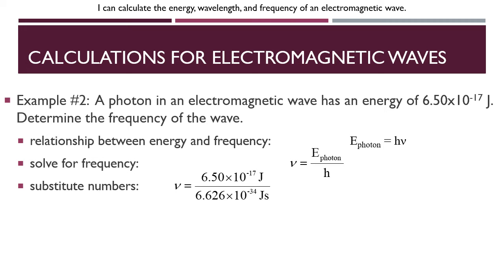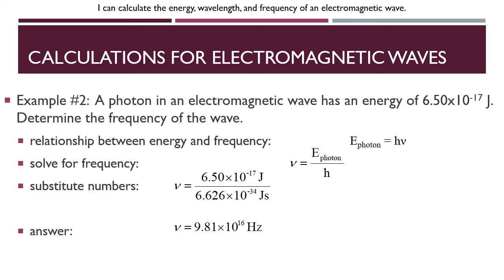Our energy that we're given of the photon is 6.50 times 10 to the negative 17th joules. And again, you may see that written as joules per photon, but we could just list it here as joules because it's understood. And then dividing by our Planck's constant h, again, that is a constant. You do not need to memorize that. I will give that to you. And we should get an answer of 9.81 times 10 to the 16th hertz.